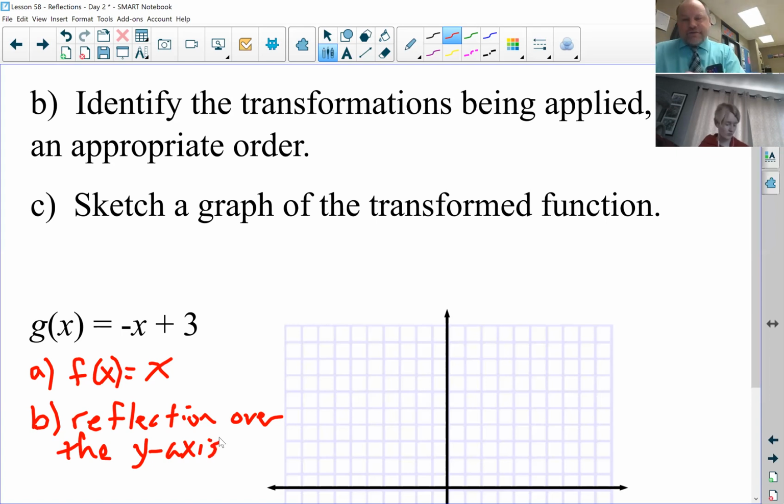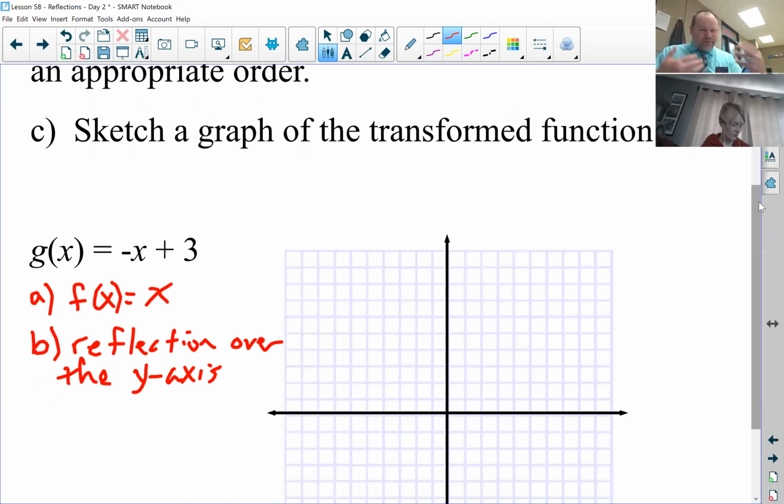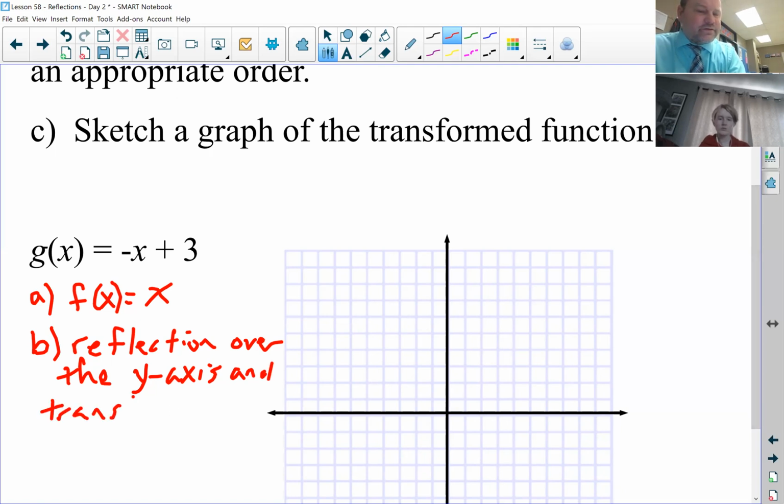You could also say it's reflected over the x-axis. It's kind of interesting for this particular problem. Both reflections or either reflection would be correct. And translated up 3 units.